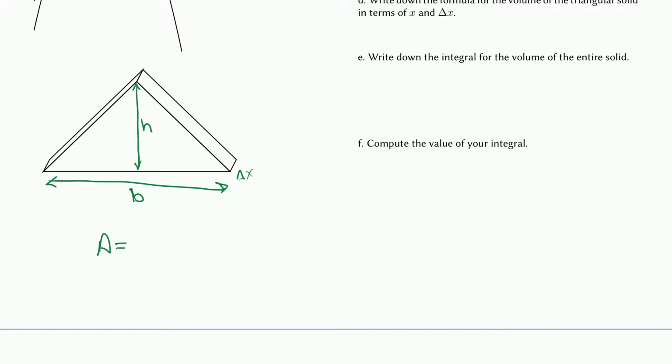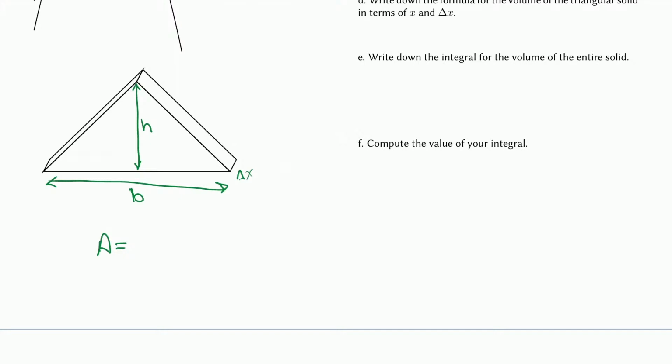And the reason why I'm interested in the area is because we all know that the volume of a prism is the area of the base times however thick the prism is. So I'll just do the area of this thing times the thickness. That's what this is. It's a prism. But does anyone know the area for this triangle?